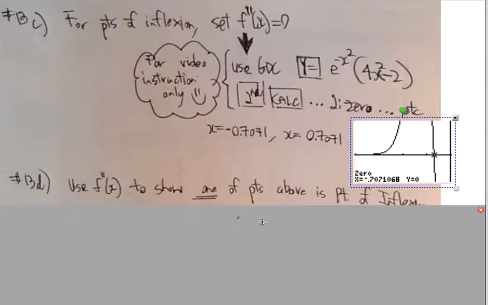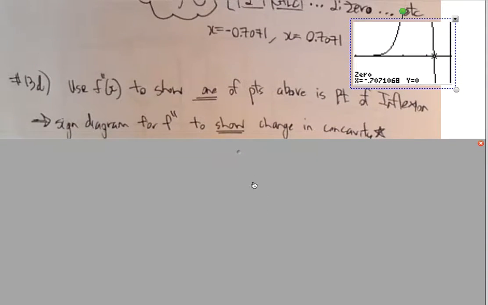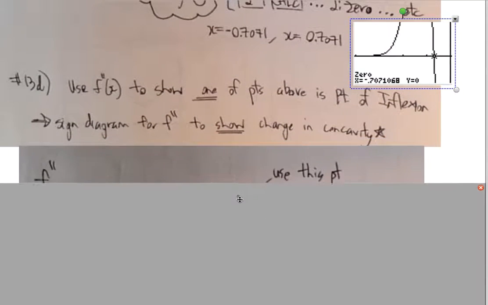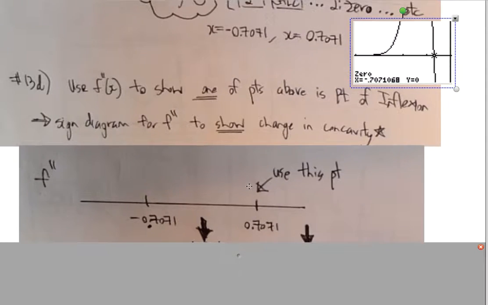Part D was use the second derivative to show one of the points above is a point of inflection. Points of inflection are where concavity changes. So we could use a sign diagram of the second derivative to show that there's a change in concavity. So here's our sign diagram. We know where the zeros are, in other words, where the second derivative equals 0. We just did that in part C.